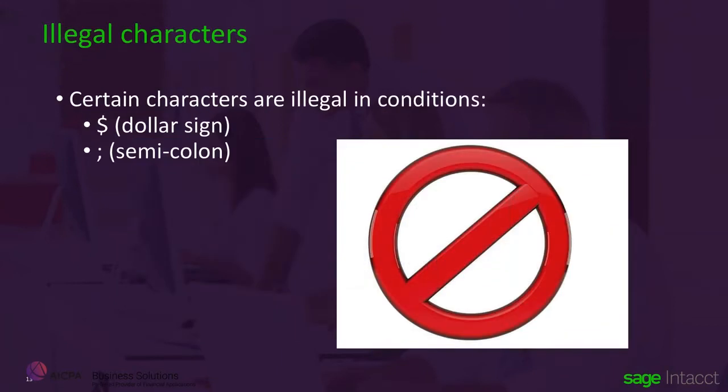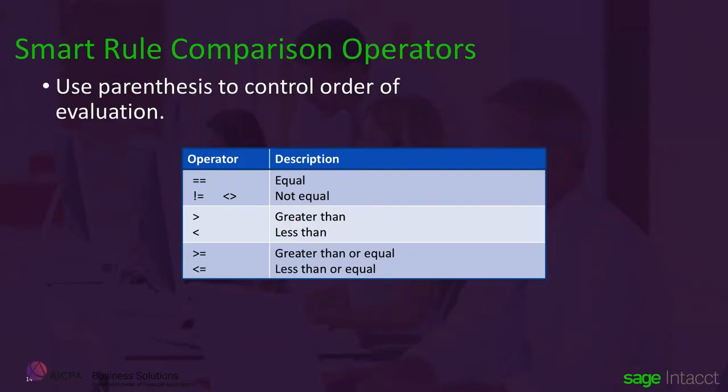Certain characters are illegal in conditions, so you can't use $ and you can't use semicolons. And that's a note. The semicolon is more interesting than the $. I would say semicolons are used in a lot of different coding languages, so that's one to be a little bit more aware of if you're transitioning from some other language into trying to put it together inside of a smart rule. We've had folks put those semicolons in the past, and it always is a problem.